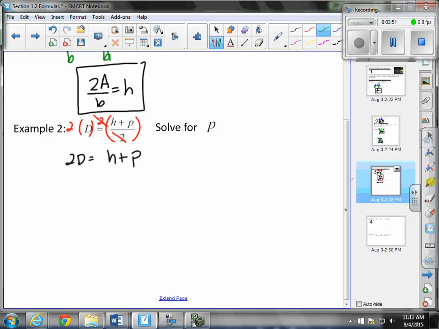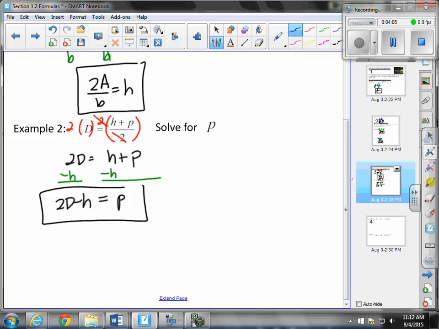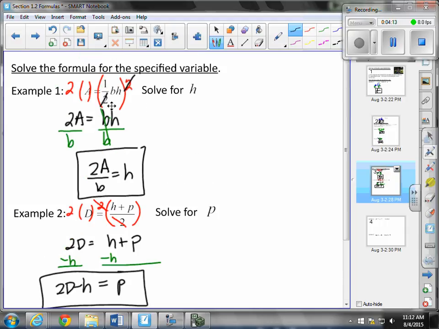So here I have the addition principle. h plus p, I need to subtract h from each side of my equation. And I get 2d minus h equals p. And there's my final answer. So pay close attention as to whether you have the addition property, or, as we saw above here, the multiplication property.